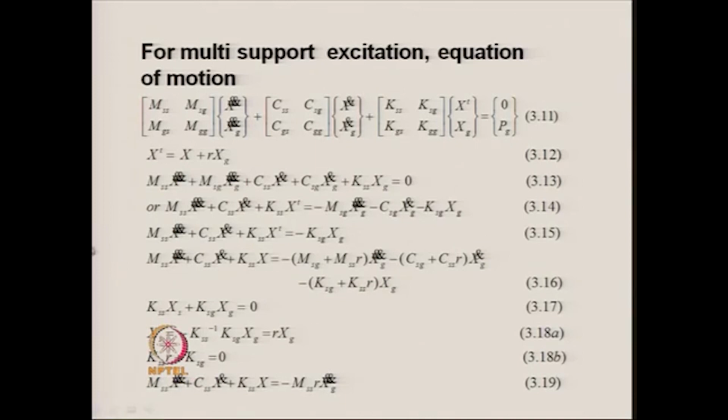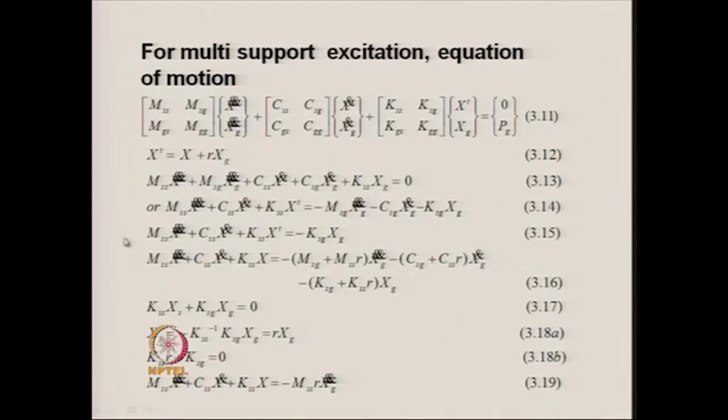Now, this force for the case of no soil structure interaction will be equal to 0. Now, we substitute here for xt. Xt is equal to x plus Rxg, that is what we have proved before, and once we substitute this, we get an equation in which we have MSS into x double dot T plus MSG into x double dot G plus CSS into x dot T plus CSG into x dot G plus KSS into xT plus KSG into xg, and this will be equal to 0. So, one term is missing over here; somehow or other it is missed out, it should be present.